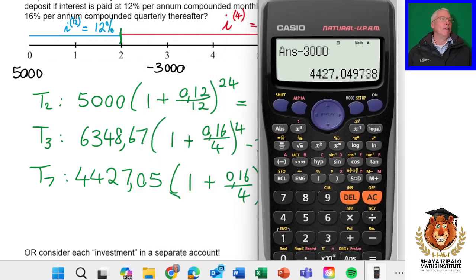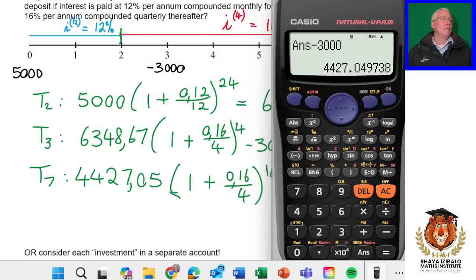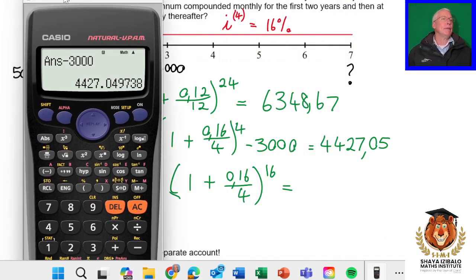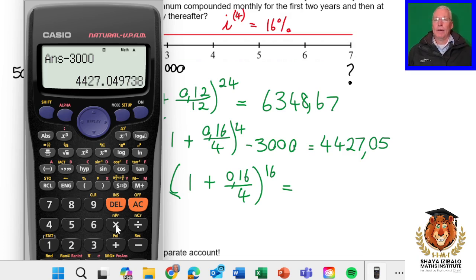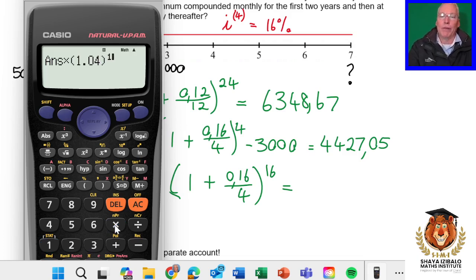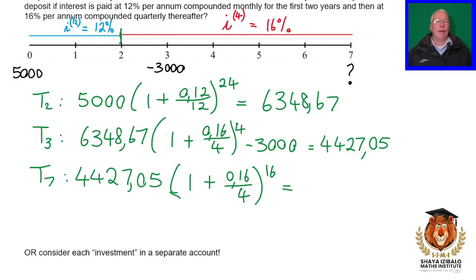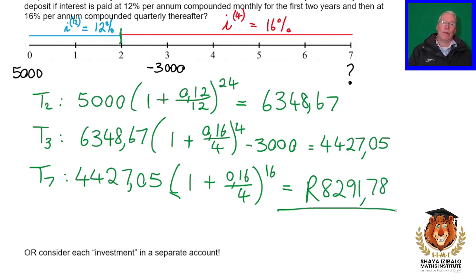So it's going to be, there it is, times 1,04 to the power of 16. Okay, and we get 8,291 and 78 cents. 8,291 and 78 cents. Okay, there's our answer. Right.